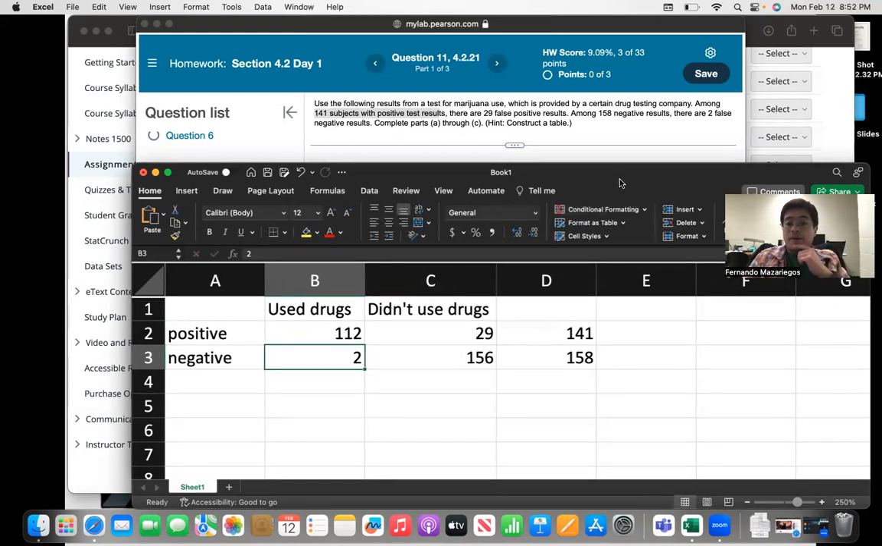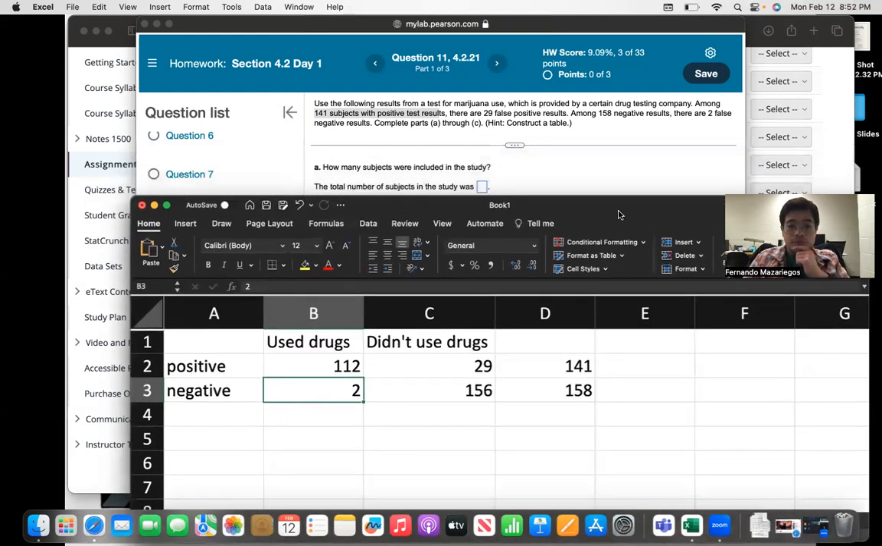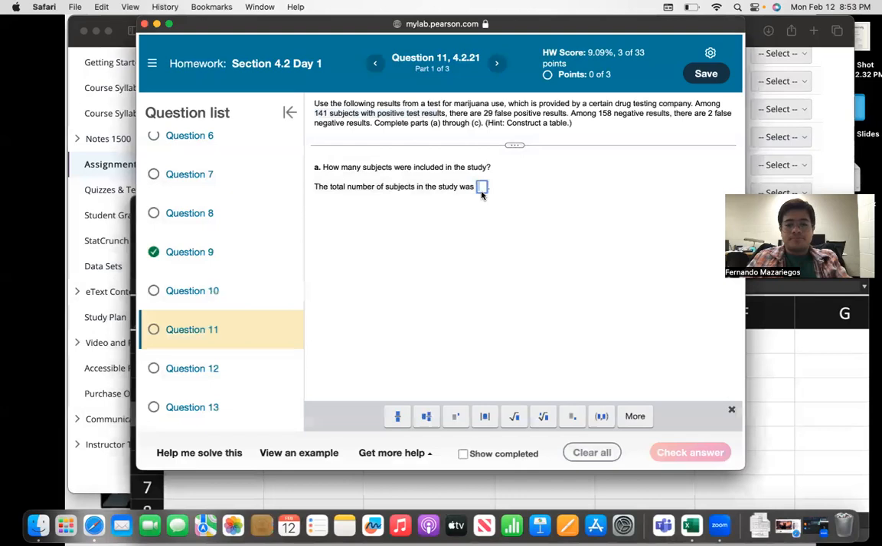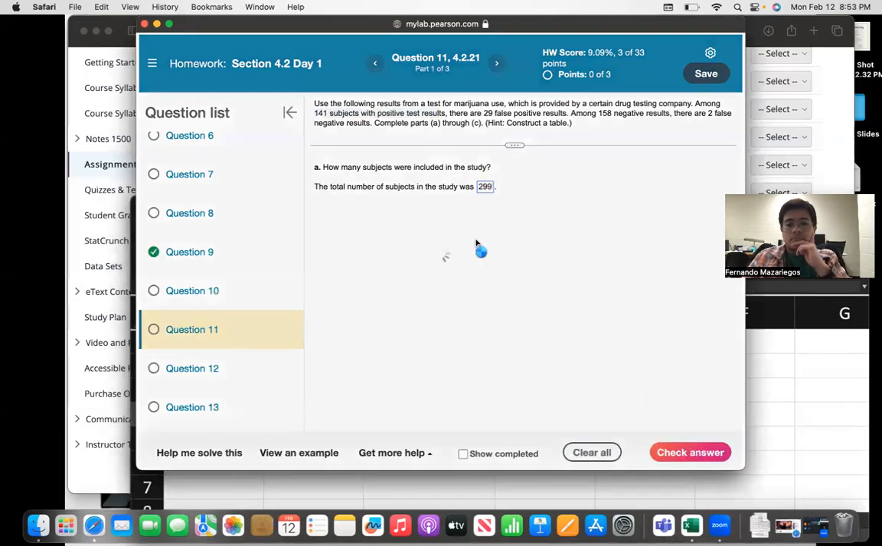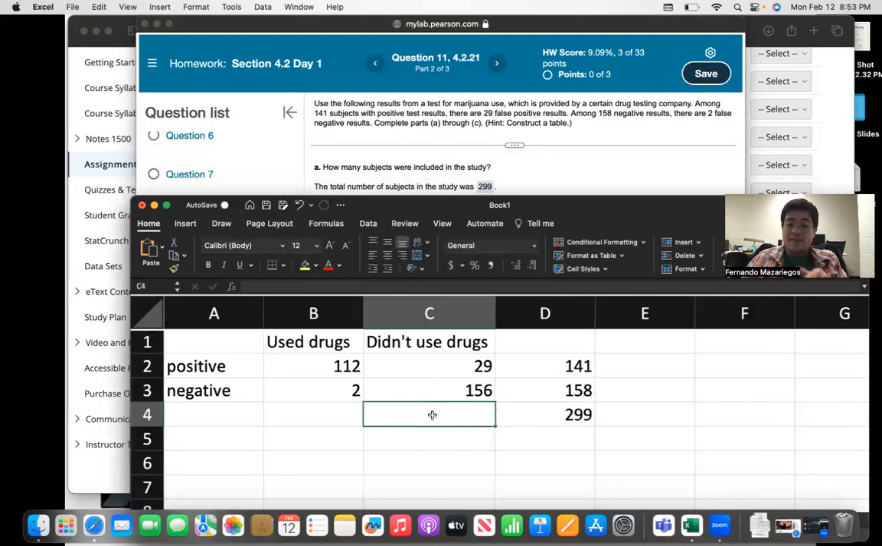Now let's use this to find our probability. Okay, so first we are asked the total number of subjects in the study. We can simply add these two, 141 plus 158, 299. How many subjects did not use marijuana? Let's take a look. Didn't use drugs. We can add these two. 29 plus 156, 185.